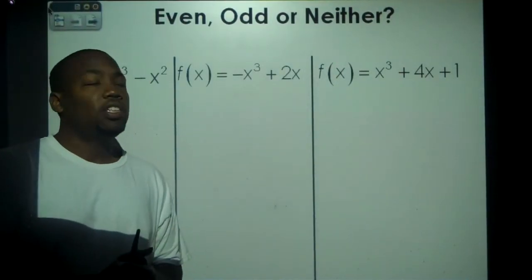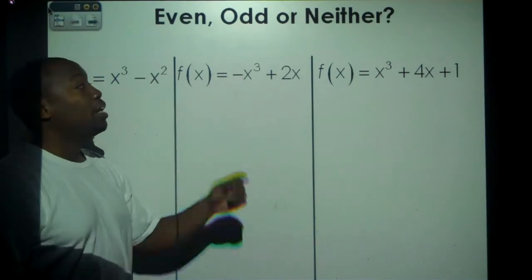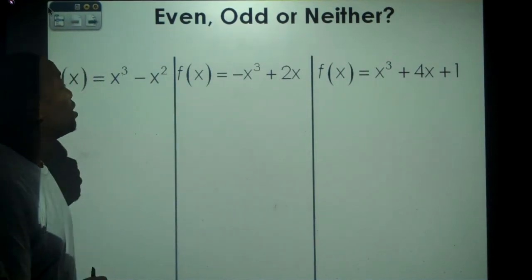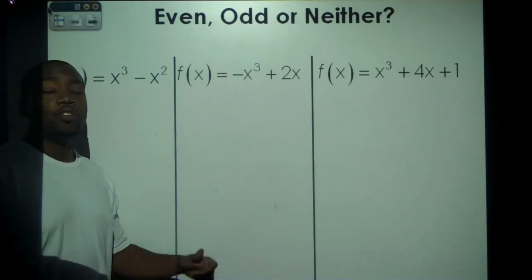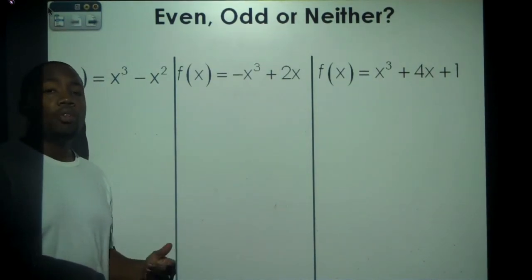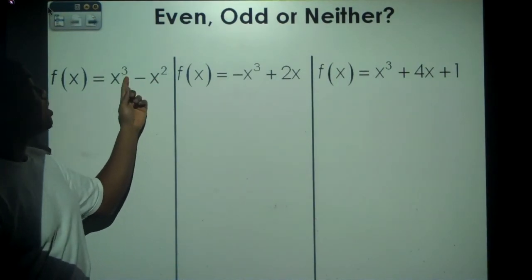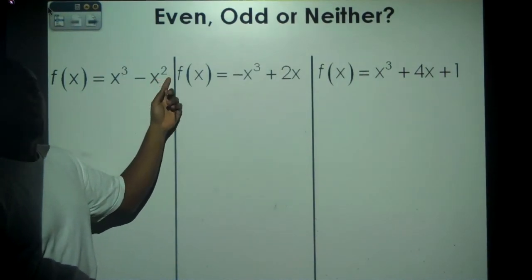What are we doing today? We're going to do even and odd functions. So what makes something even or odd? The first thing, formula-wise, is that it's based only on the exponents. As you see here, the exponents are going to be 3 in this situation and 2 in this situation.